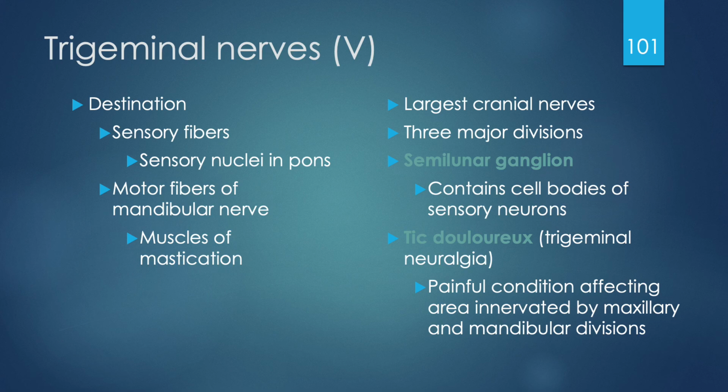The motor fibers of the mandibular nerve will have their destination be the muscles of mastication, which is just the muscles that allow you to chew, because mastication is chewing. These are the largest cranial nerves, and they have those three major divisions. So there's the semilunar ganglion, which contains the cell bodies of the sensory neurons.